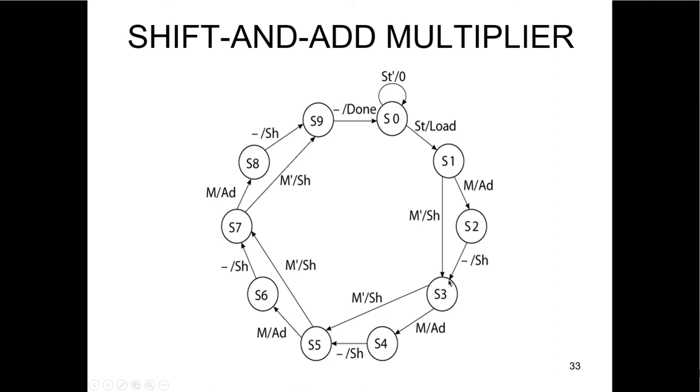Now we have the next digit because the first digit's been shifted out and we've added the first partial product to the shift register. Then we've shifted it. We check the next multiplier digit. If it's a zero, we just shift. If it's a one, we add and then shift. And we keep going all the way around until we've done four times. One, two, three, four. And then we issue the done command and we're back to the start.